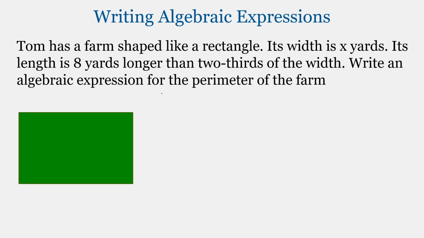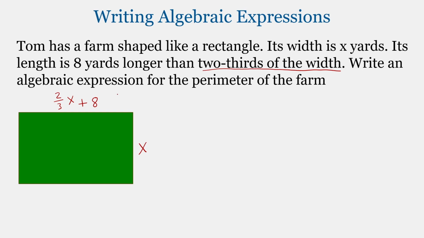Tom has a farm shaped like a rectangle. Its width is x yards. So the width is x, and the length is 8 yards longer than 2/3 of the width. So we have longer than, which is like greater than, bigger than. So we're going to add 8 to something. And what are we adding it to? We're adding it to 2/3 of the width. So we have 2/3, 2 over 3, and the width is x. So we have 2/3 x plus 8.